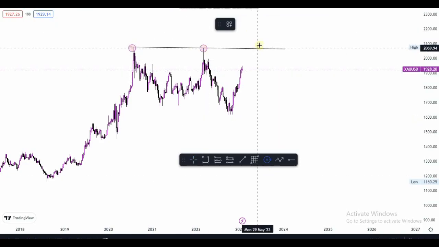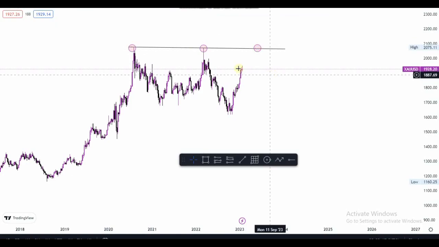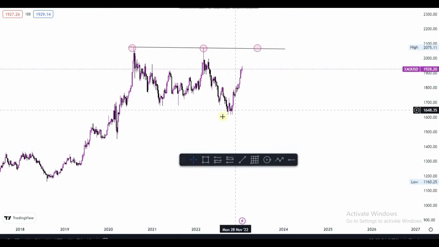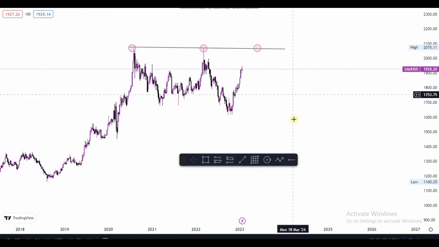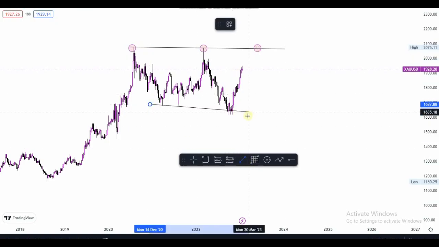a third touch, right? And as you can see, gold has been buying over here. We have been buying since October 2022, and now we are in January 2023, right? So yeah, looking to come over to this level, but also we have this structure here, right?